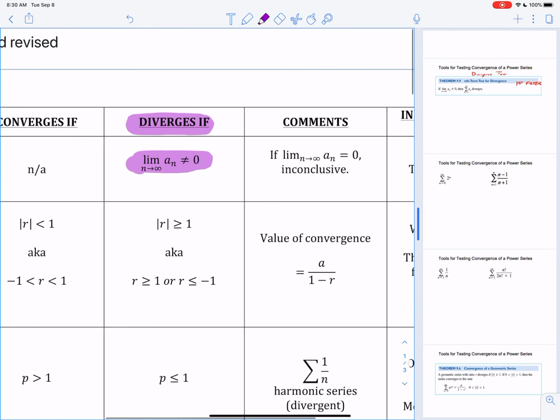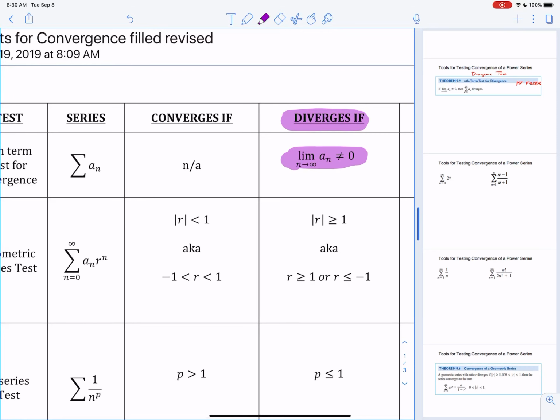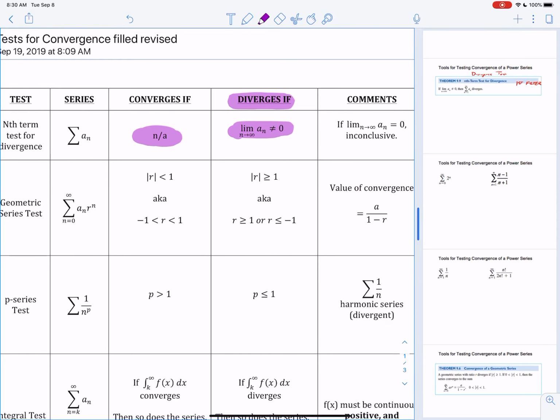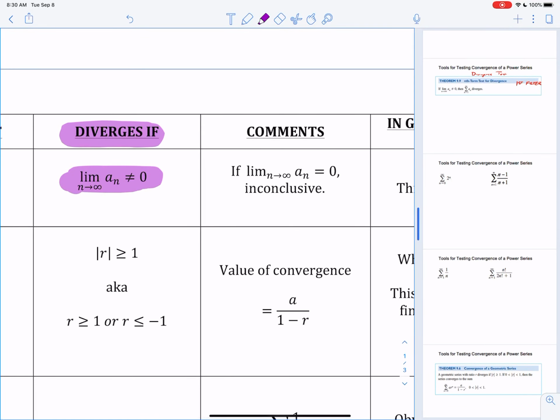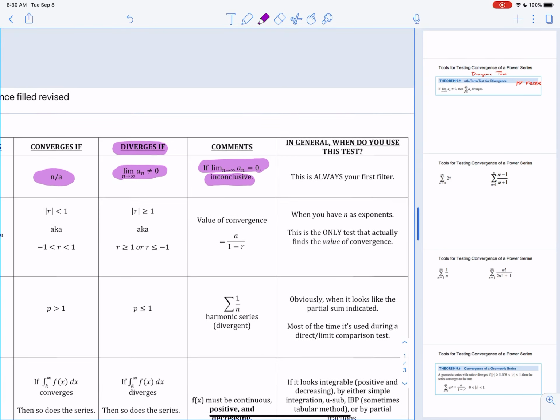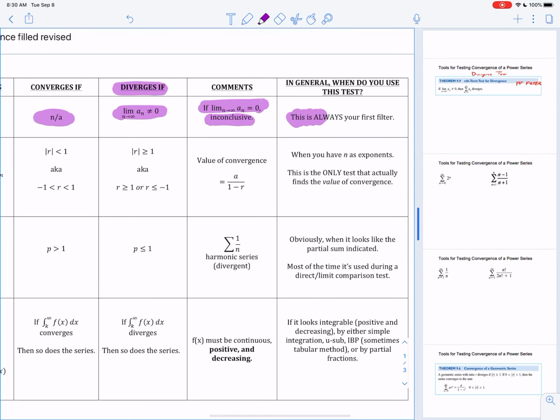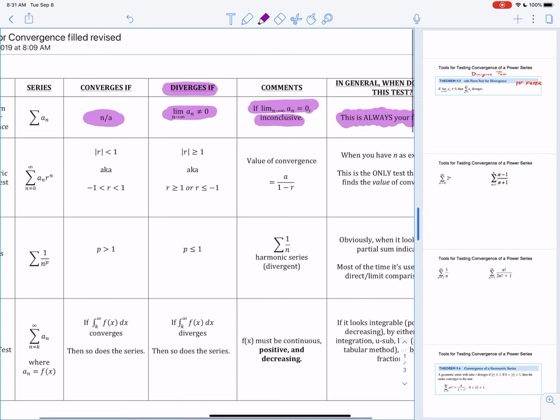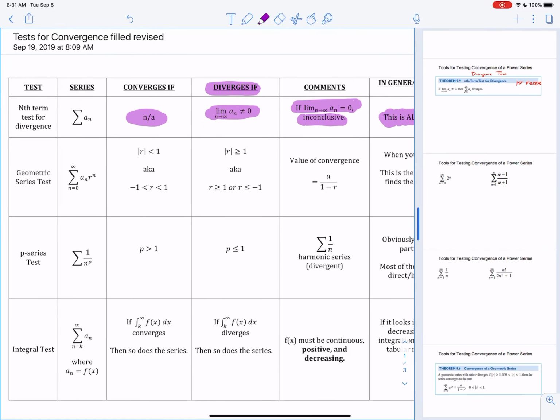Okay? But if you take a look at the converge part, there's a not applicable. Okay. So here's what you guys have to understand. If the limit actually does come out to 0, that doesn't mean the opposite statement. Okay? If the limit comes out to 0, that does not mean that it will converge. It just means that we don't have enough information yet. So we say that it's inconclusive. Okay? So in general, when you use this test, this is always your first filter. So you always run this test, okay? Whether it's on paper or mentally. And I'll show you guys how to use this. So here we go.